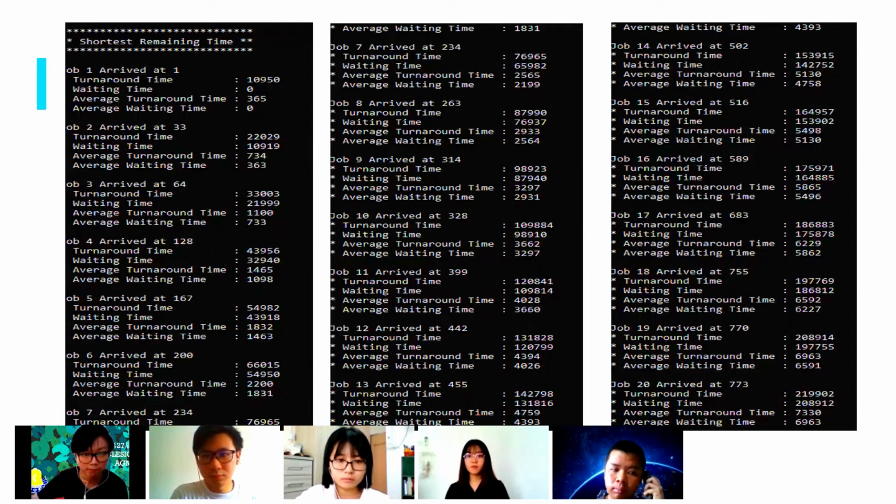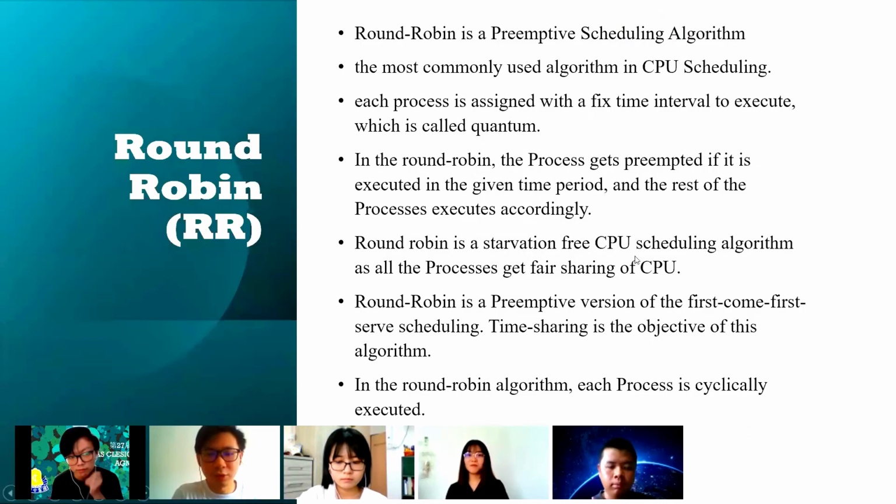Okay, thank you. Now I'm going to talk about round robin scheduling. Round robin scheduling is a preemptive scheduling algorithm. It is important to include context switching, since it is preemptive scheduling and always gets interrupts. Context switching helps to save the process burst time.